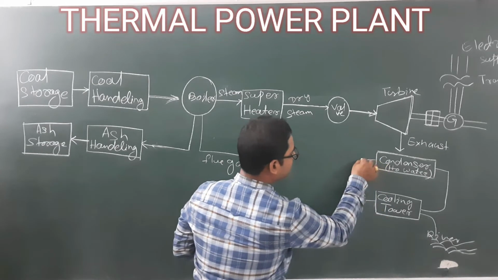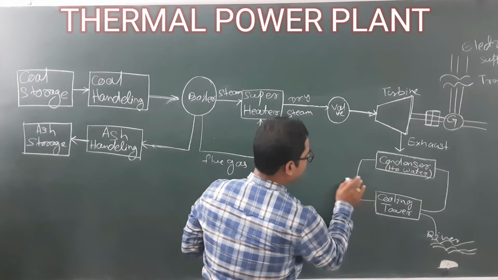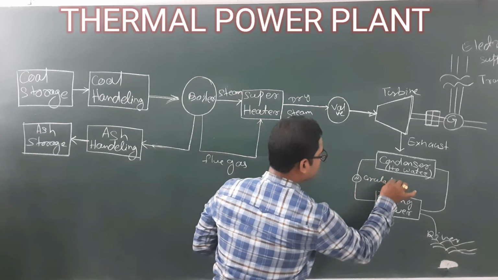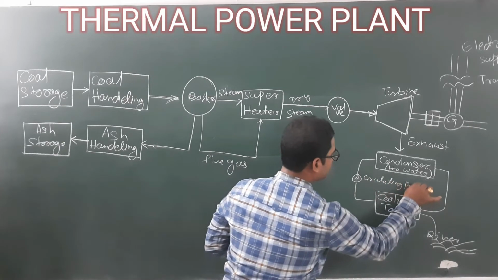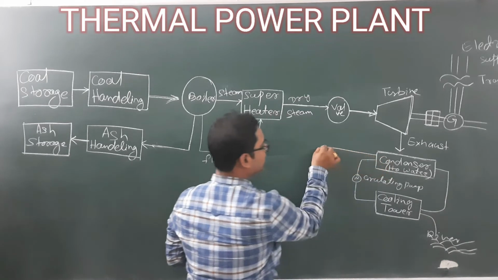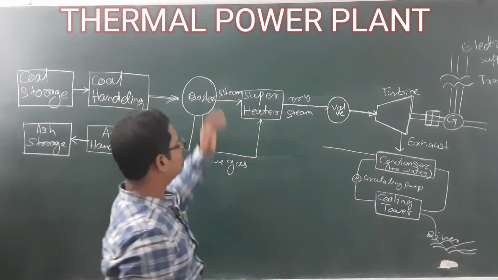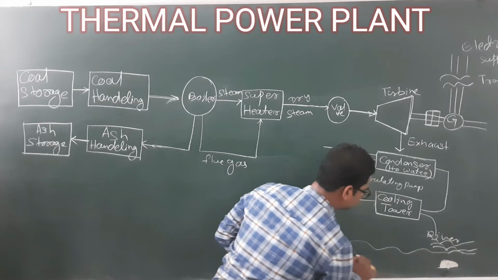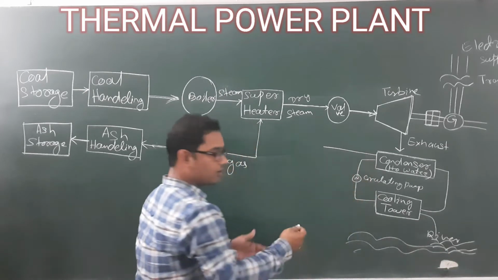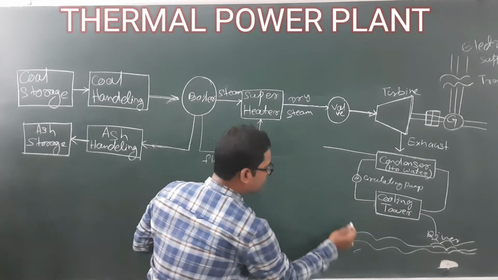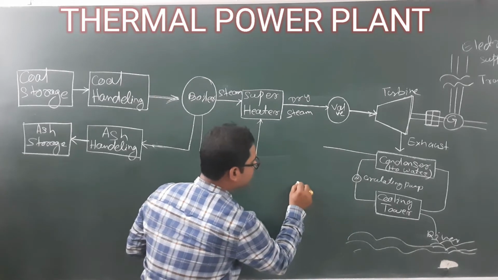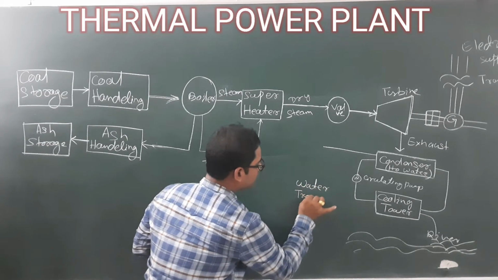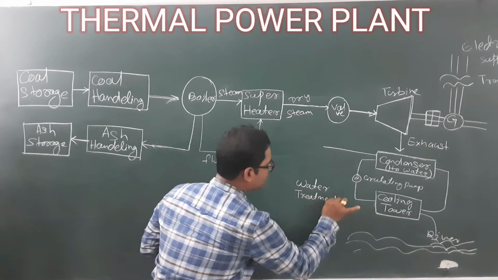Again, it will be reutilized with the help of one pump, that is the circulating pump, and that water is carried again to your boiler. And this is your river. So from the river you can also collect the water, and that raw water will again be treated. It is called your water treatment plant.